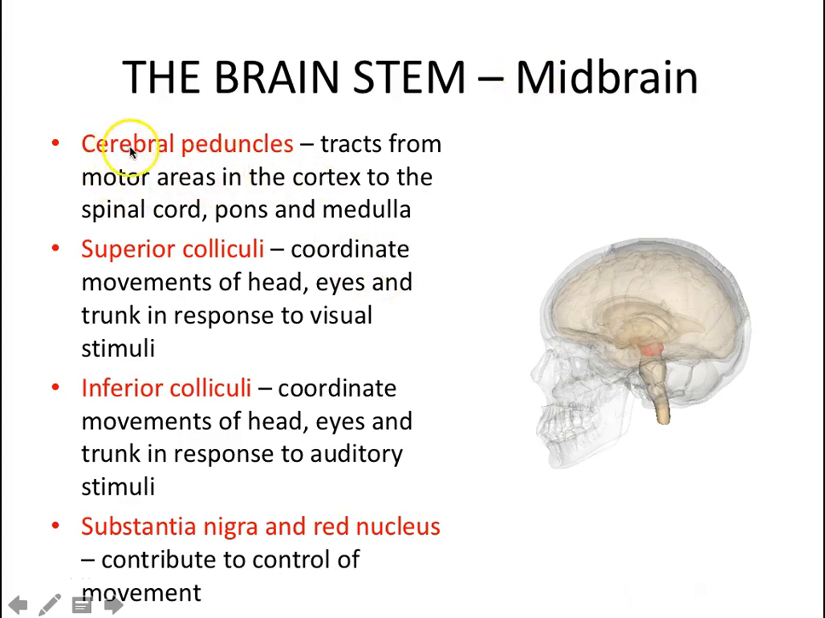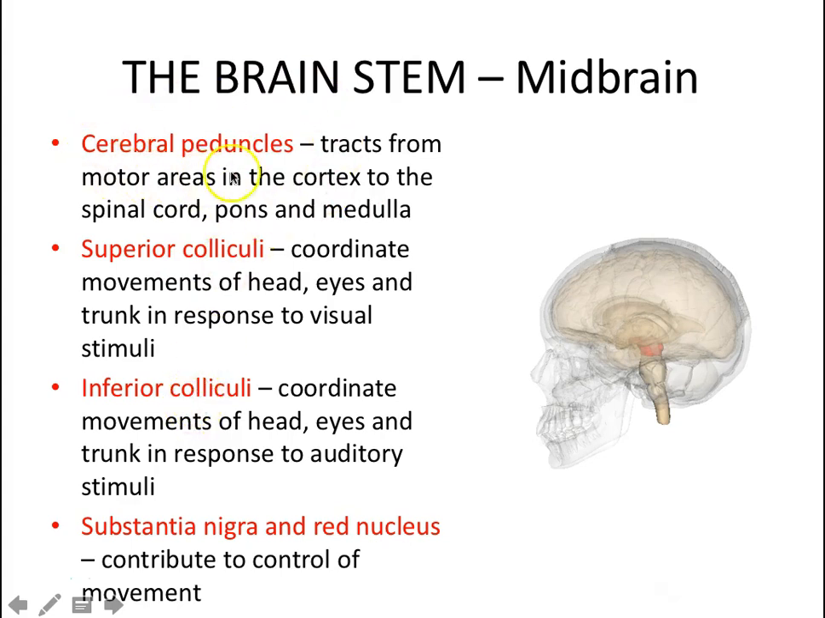So the midbrain has 4 different areas associated with it, or part of it. Those are the cerebral peduncles, the superior colliculi, inferior colliculi, and then something called the substantia nigra and red nucleus. Okay, so all these in red are all part of this midbrain. And we're going to see these 3 in lab as well.